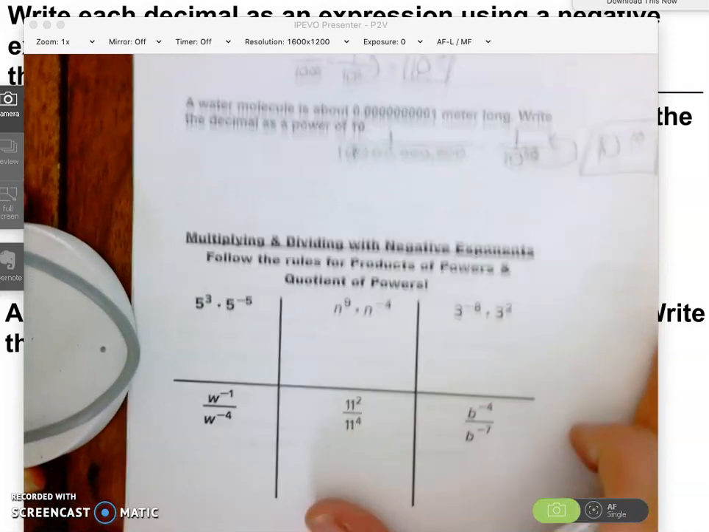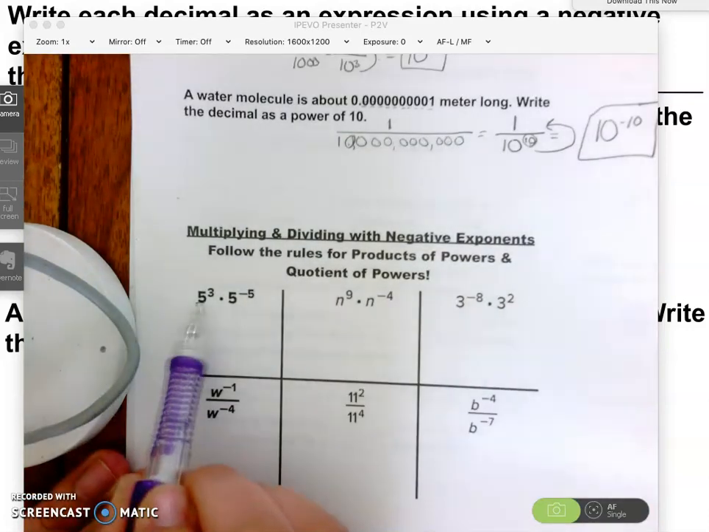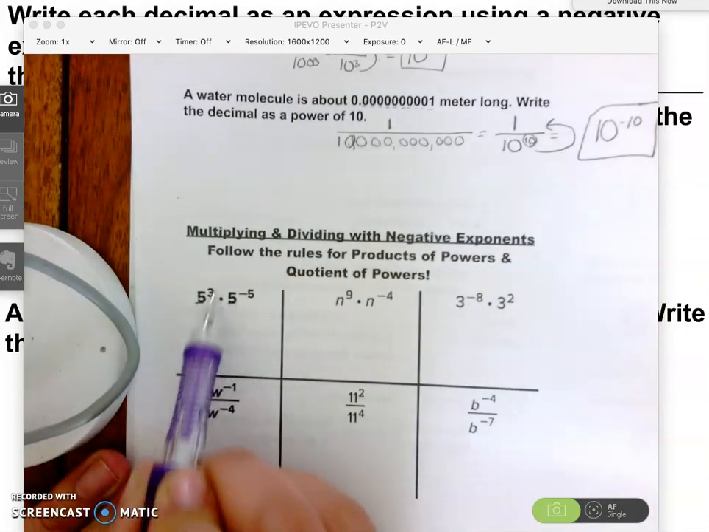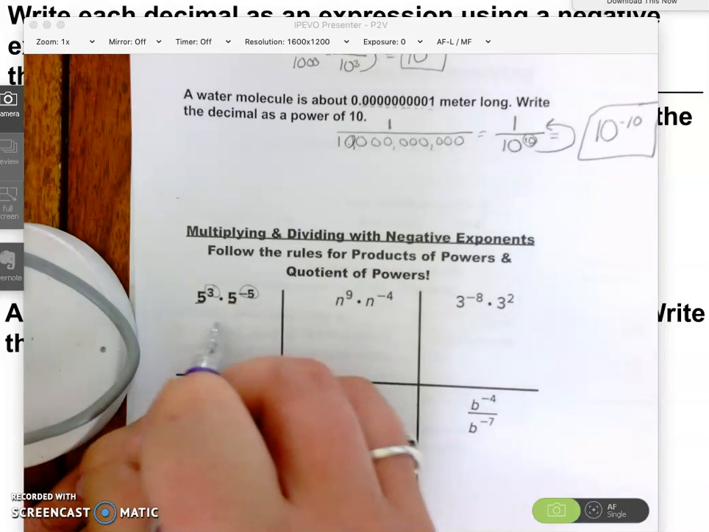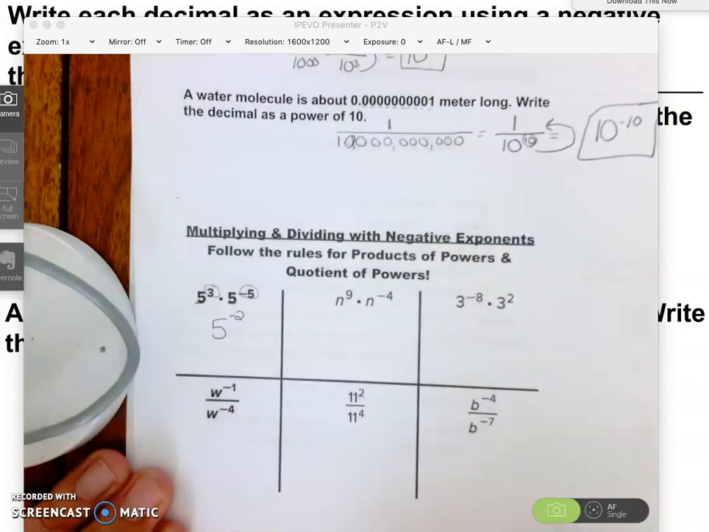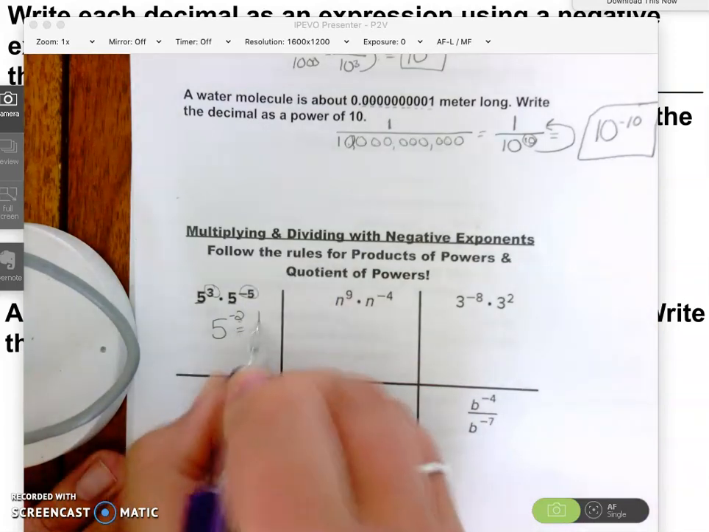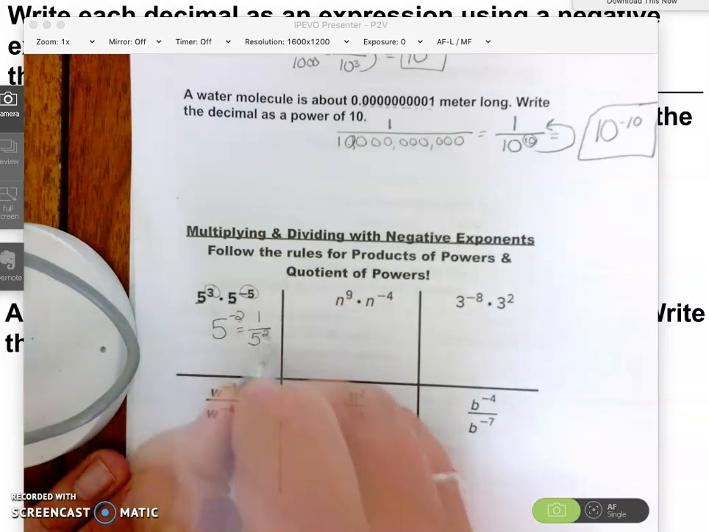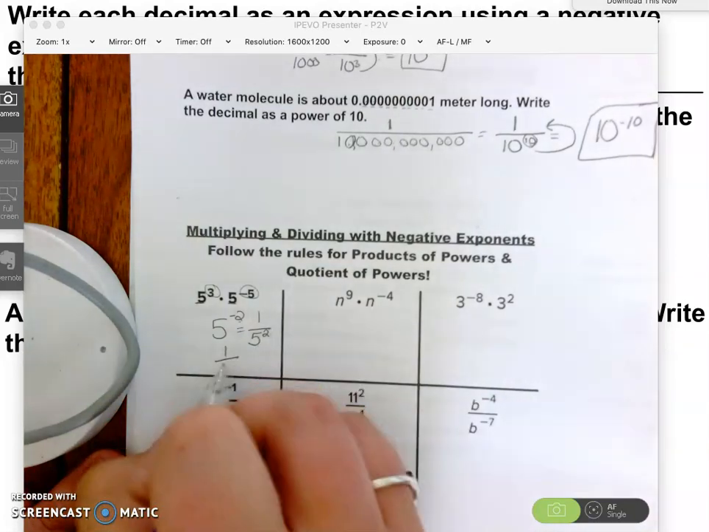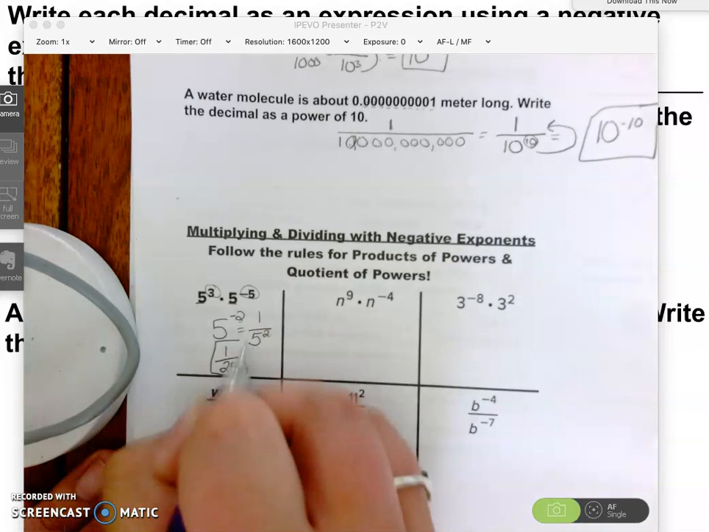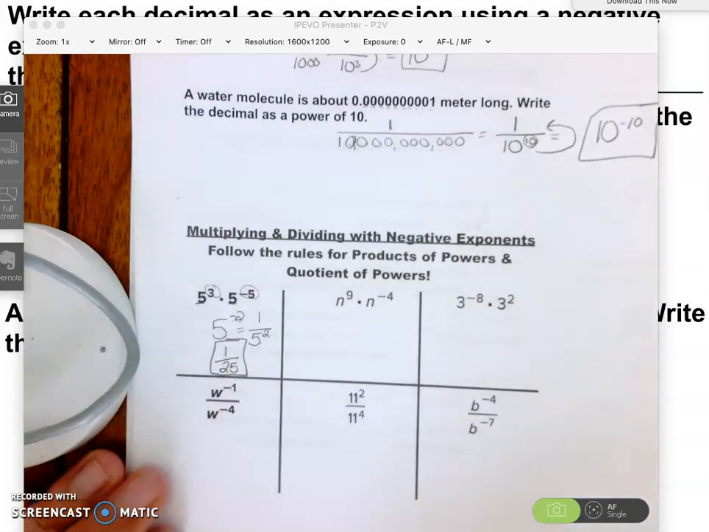You need to just remember your rules for the product of powers and the quotient of powers. Meaning, if I have the like bases, these two 5s are my bases, I can just add their exponents. So 3 plus a negative 5 equals a negative 2. So 5 to the negative second power. But I still want to get rid of my negative, so I want to put it on the bottom of the fraction, under 1. But I can do, what is 5 to the second power, or 5 times 5? Is 25. Again, remember that this negative does not make my answer negative. It just brings it to the bottom of the fraction.